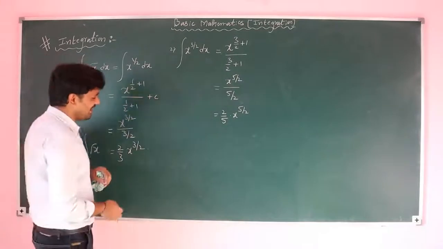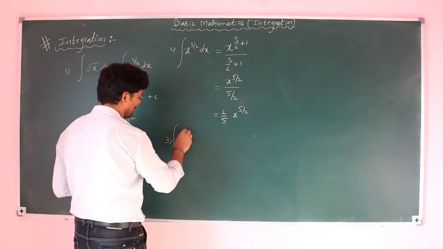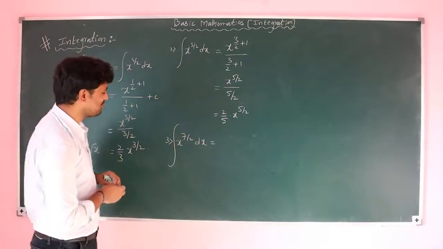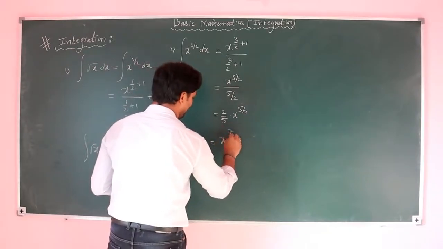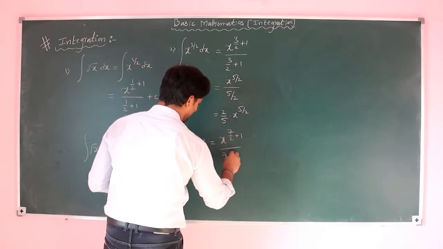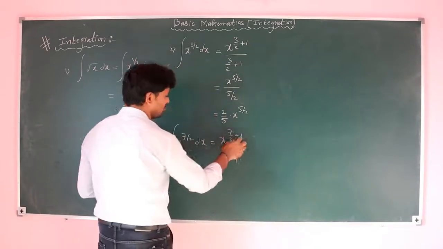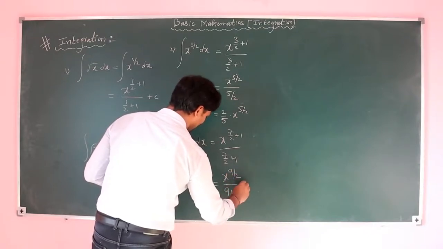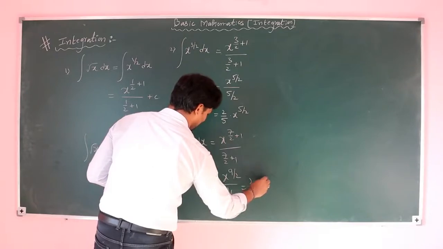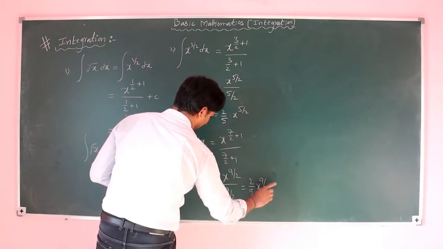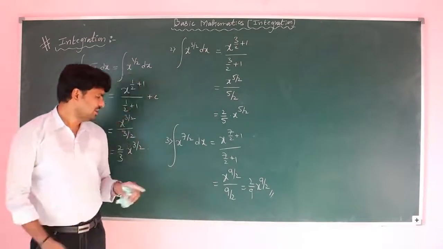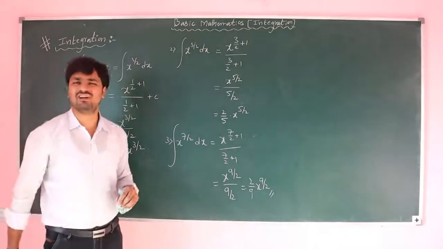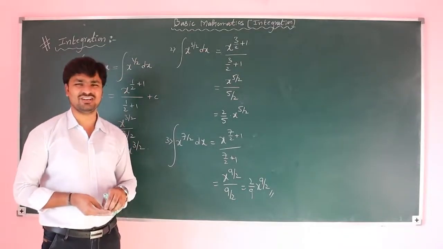And also you can check the integral of x to the power of 7 by 2 dx. You can take anything. 7 by 2 means x to the power of 7 by 2 plus 1, divided by 7 by 2 plus 1. 7 by 2 plus 1 is 9 by 2, so x to the power of 9 by 2 by 9 by 2. That we can take as 2 by 9 into x to the power of 9 by 2. So this is x power 7 by 2, x power 3 by 2.